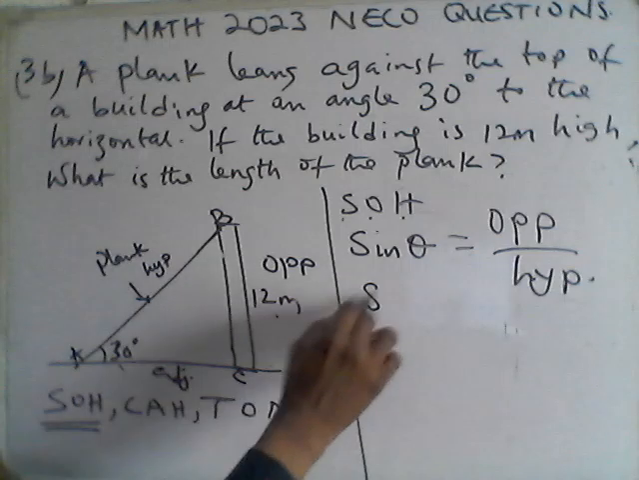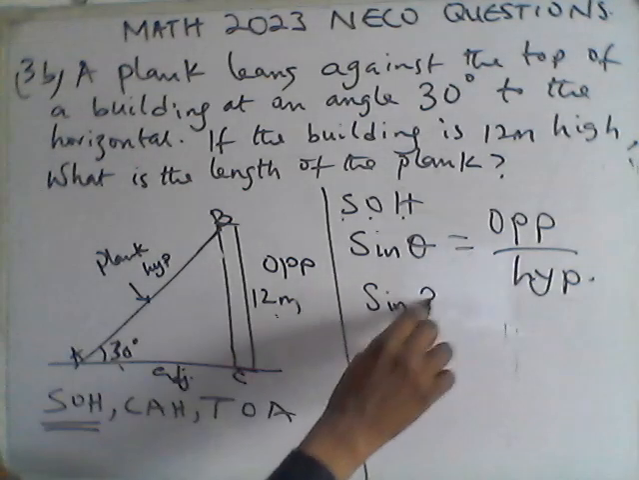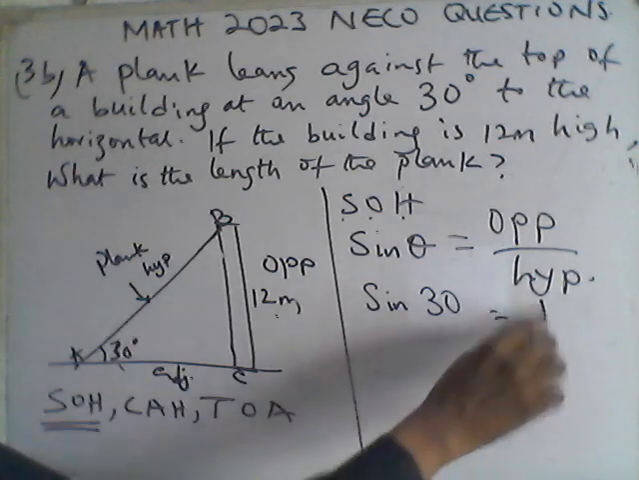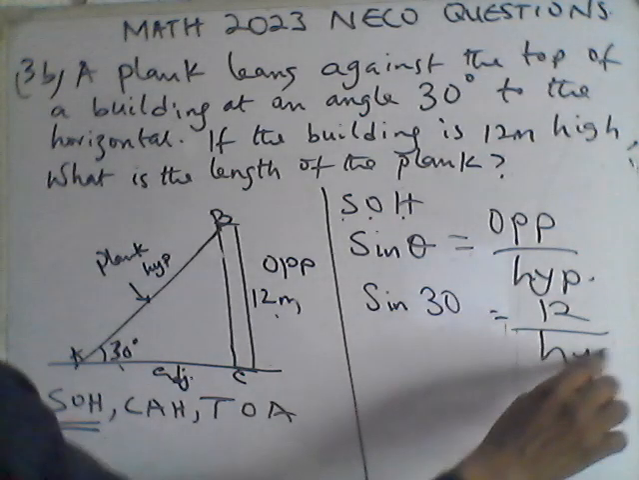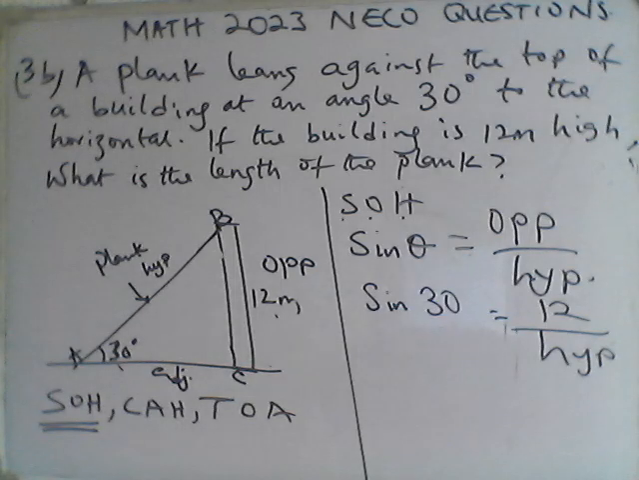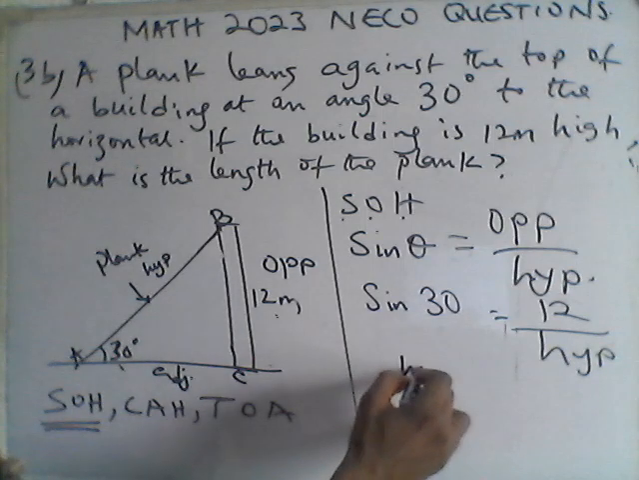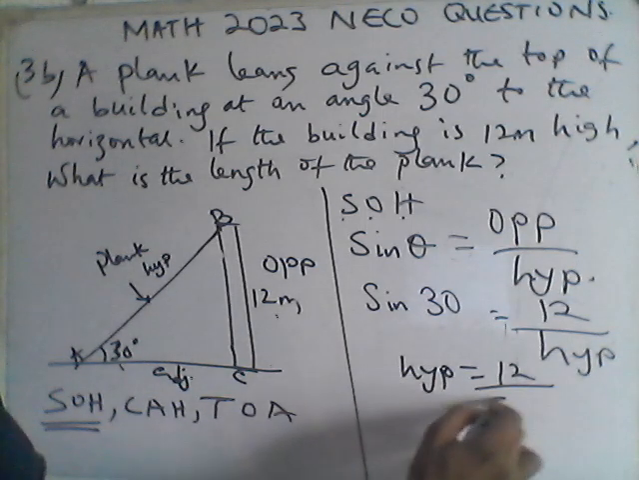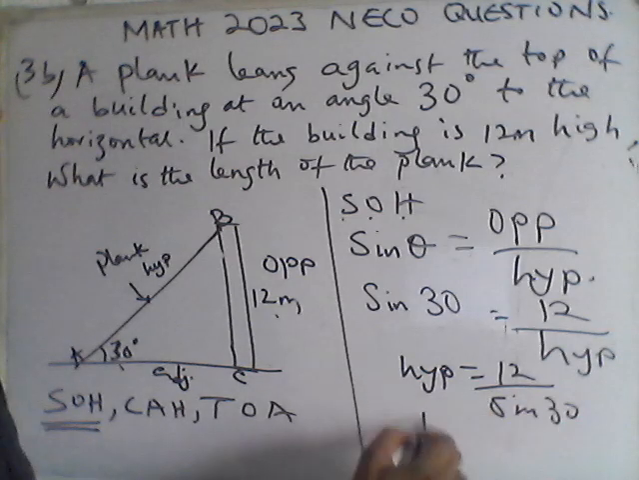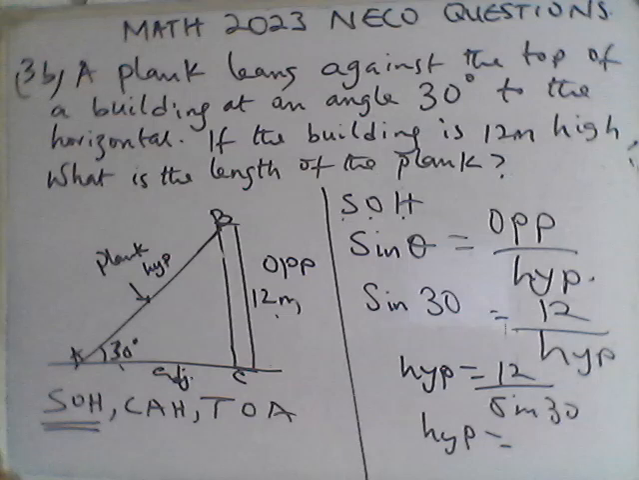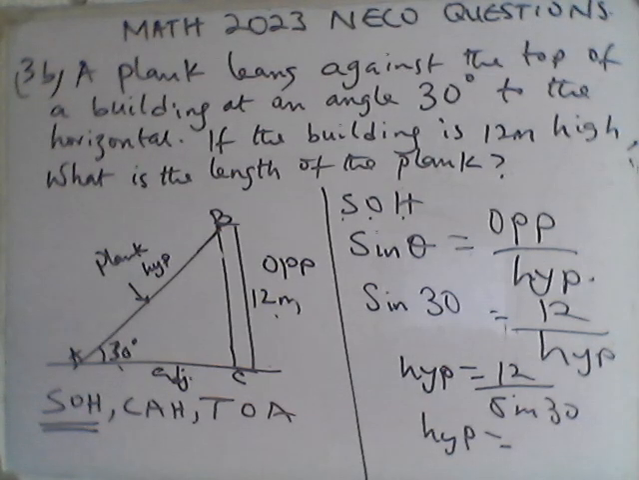Okay, so sine theta, what's theta here? Sine 30 is equal to opposite, which is 12, over hypotenuse, which is unknown. So I'm looking for the hypotenuse. All I have to do is make the hypotenuse the subject of the formula. So I have 12 over sine 30. So the hypotenuse will now give me, after my computation, 24. So the length of the plank is 24.